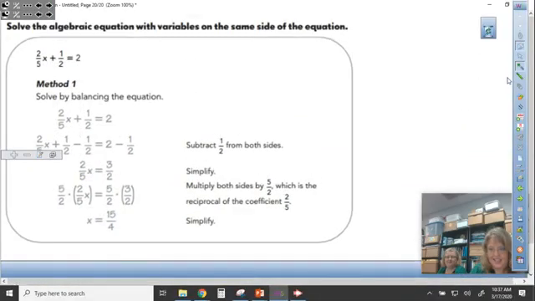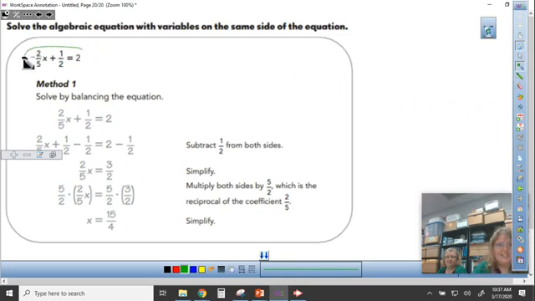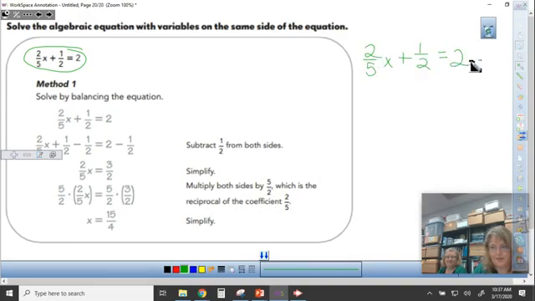I always love a good challenge. On our next example, it says solve the equation with variables on the same side of the equation, but I noticed that in front of a variable we have a coefficient which is a fraction. I am not afraid of fractions. I'm a pretty brave girl, and I bet you're pretty brave also.